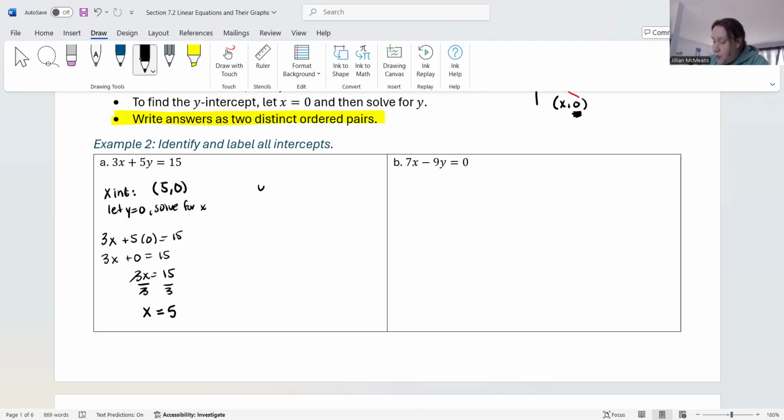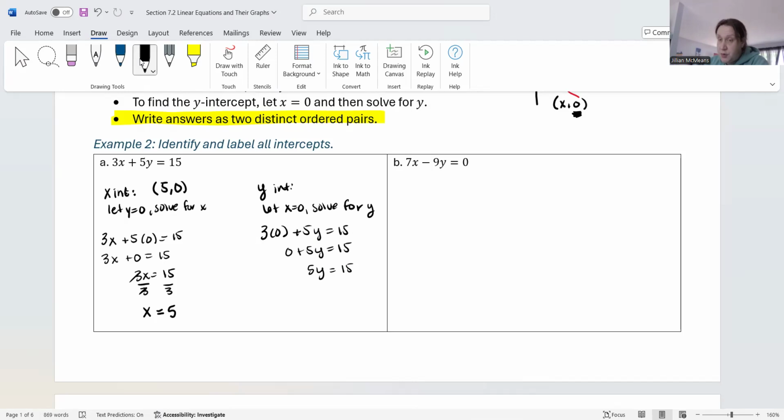Okay? Now, for a y-intercept, we let x equal 0 and solve for y. So you're always letting the opposite variable be 0. So I'm going to take that same equation, rewrite it, but anywhere I see an x, I'm going to replace it with a 0. So I would get 3 times 0 plus 5y equals 15. Well, 3 times 0 is just 0, and 0 plus 5y is just 5y. So we get 5y equals 15.